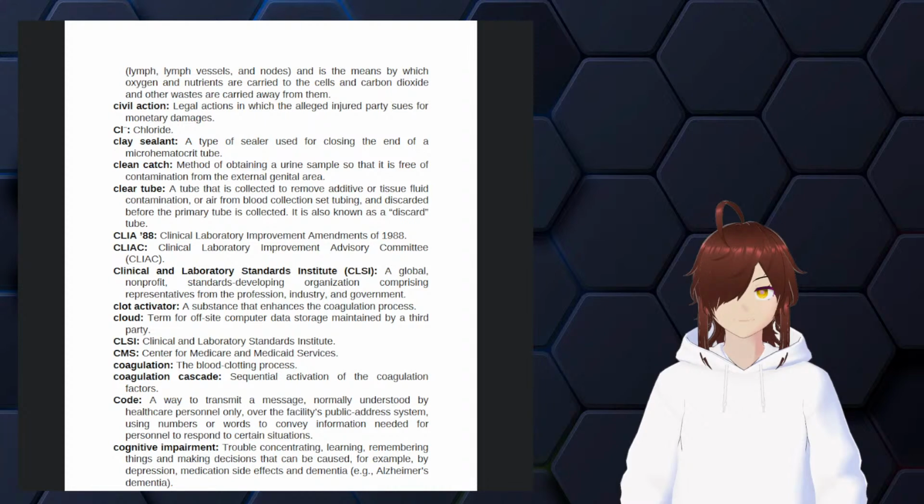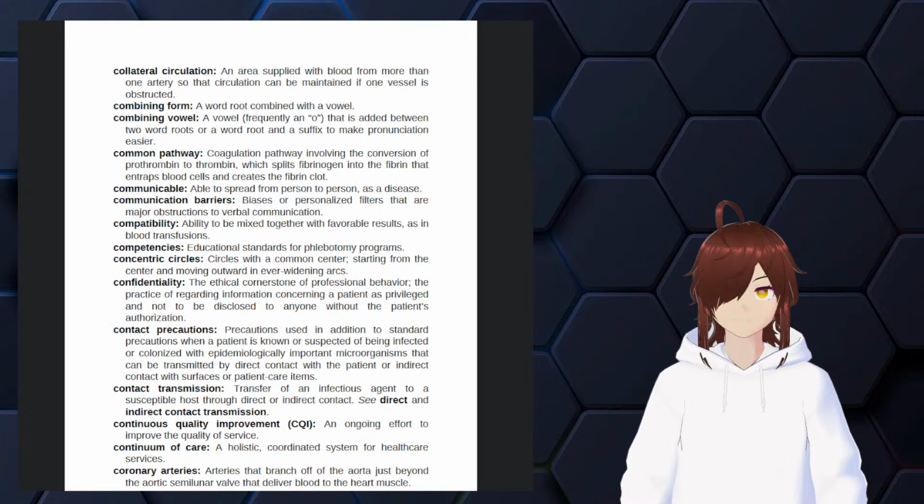Cognitive impairment: trouble concentrating, learning, remembering things, and making decisions that can be caused, for example, by depression, medication side effects, and dementia, e.g., Alzheimer's dementia. Collateral circulation: an area supplied with blood from more than one artery so that circulation can be maintained when vessels are obstructed.